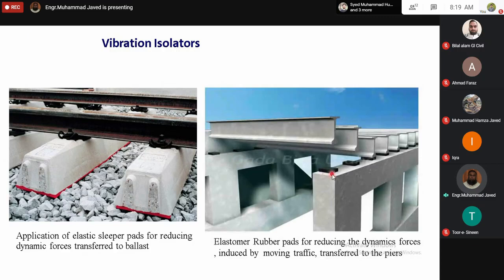Similarly, you may have seen elastomeric rubber bearing pads in bridges. Usually, these are provided between the bridge piers and the girders which supports the deck. And the purpose of these elastomeric rubber pads is to reduce the dynamic forces exerted by the moving traffic to the pier.